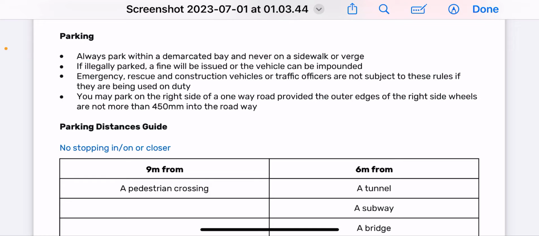If illegally parked, a fine will be issued or the vehicle can be impounded. So if we find you and you have illegally parked your vehicle, you will be fined.